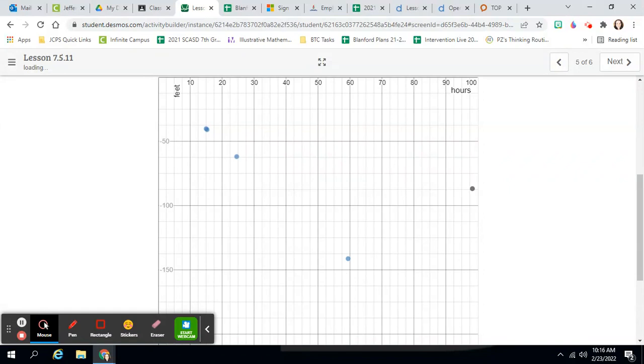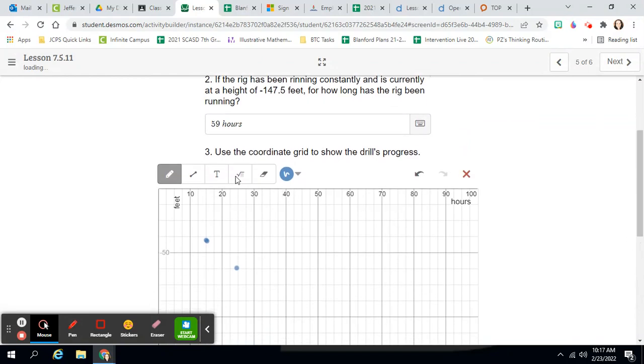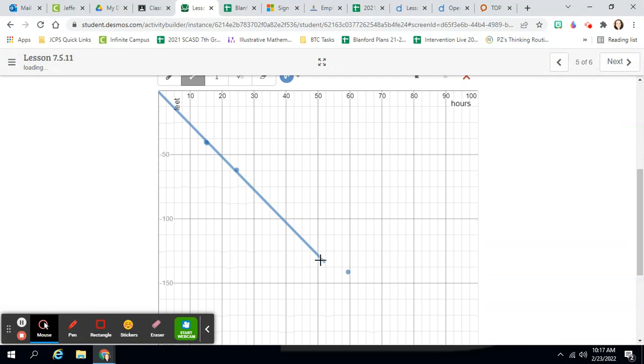Okay, and now we can see here's the progress, right? It's actually making a straight line, or close to a straight line, because this is in fact a proportional relationship. So it should be pretty close to a straight line. You can see there, it's a little off, but it's pretty close. So that's a good thing.